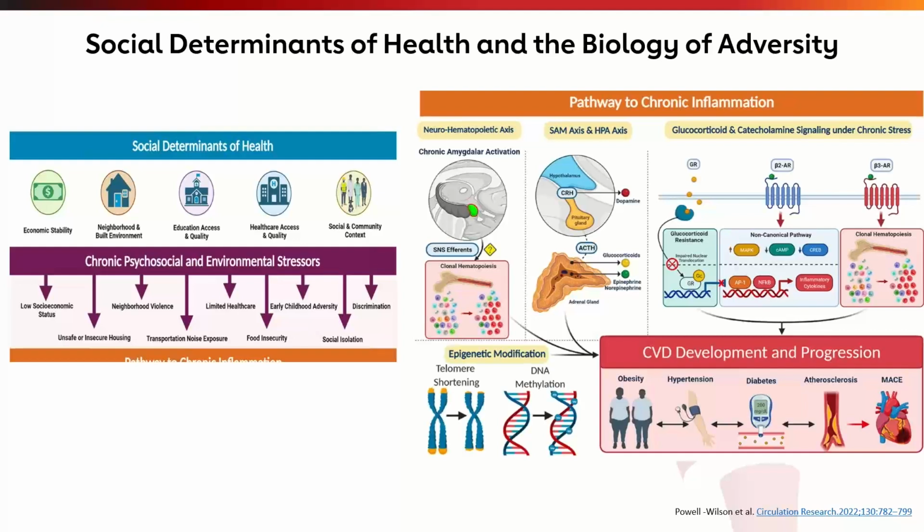And as part of that, we see excess morbidity and mortality as relates to obesity, hypertension, diabetes, atherosclerosis, and other major adverse cardiovascular events. And so part of what we're looking at, I think, is this chronic inflammation that results from living in a hostile environment. Next slide.